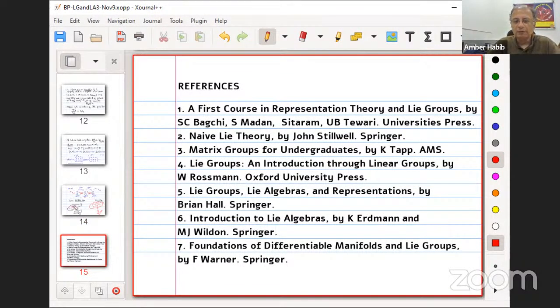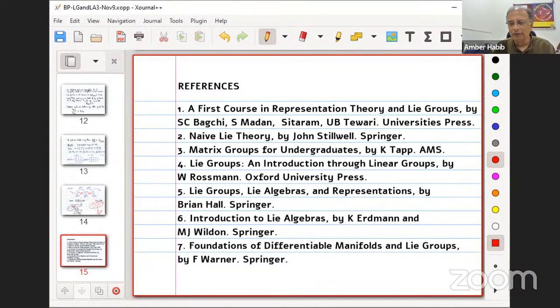So, A First Course in Representation Theory and Lie Groups by Bhatia, Madan, Sitaram, and Tiwari, a 2000 book, I think from Universities Press. It's a very slim book but very approachable and packs in a lot of information in what it does.